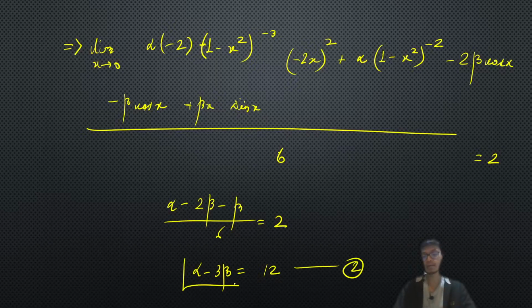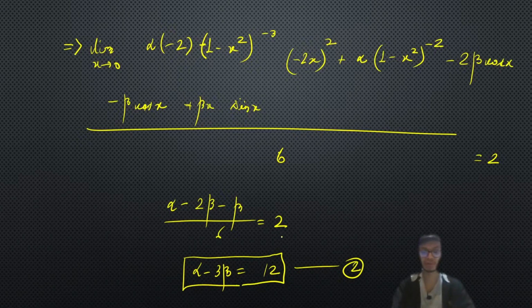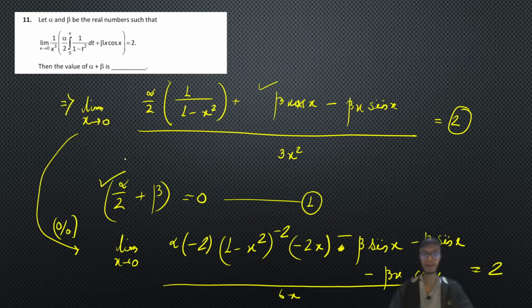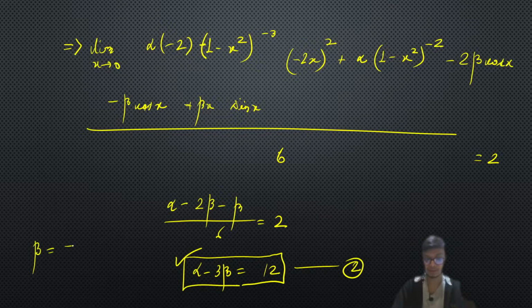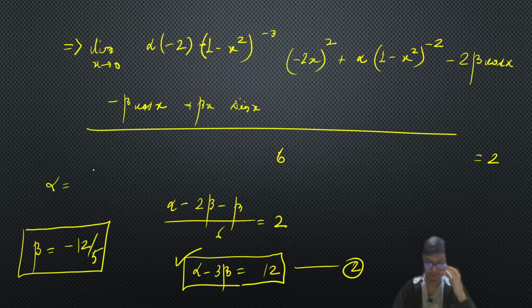So you have alpha, beta, and two equations. Two equations, two unknowns, you can easily solve it. That's the first equation, and this is our second equation. If I solve it, I will get beta equals minus 12 upon 5, and once I have beta, alpha should come out as 24 upon 5.